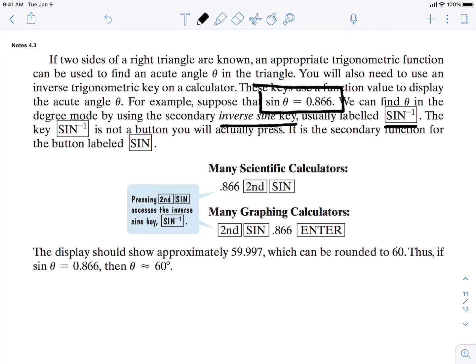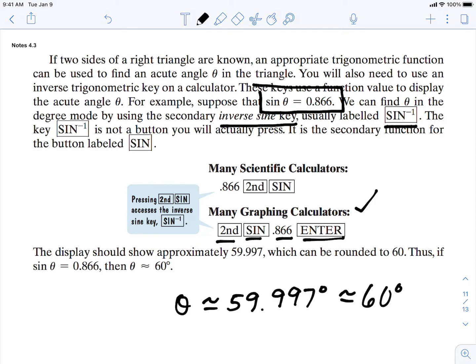The graphing calculator is our choice that we like. So you're going to type in second, sine, and then 0.866, and then enter. What you're going to get is an angle that is approximately 60 degrees. So if you're looking for an angle measure, you need to use the inverse key.